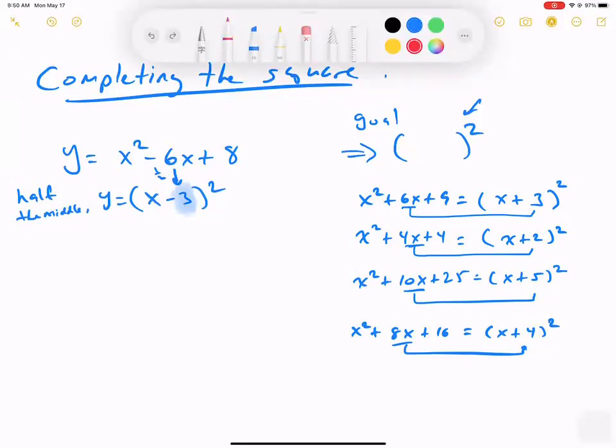What number do we need to get x minus 3 squared? It's not 8. If I try multiplying this out, these are not equal yet. So here's what I do. I borrow 9. What's negative 3 times negative 3? Please take a look here. I'm going to borrow 9.